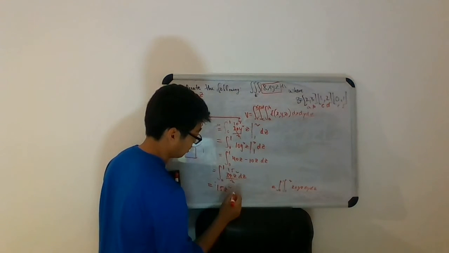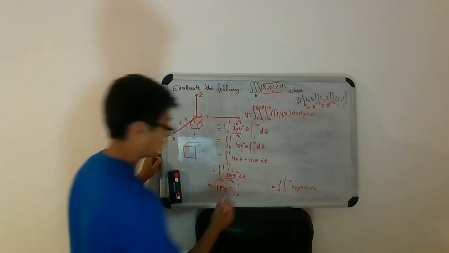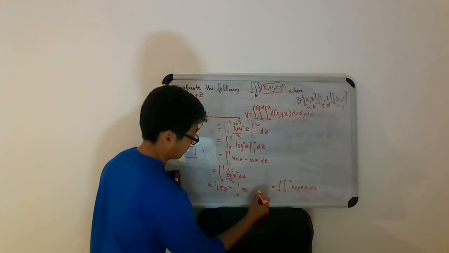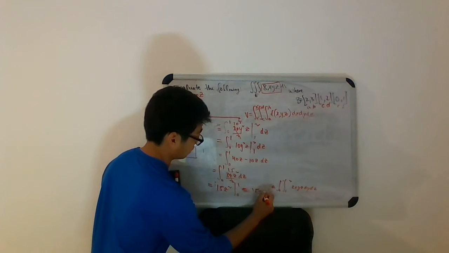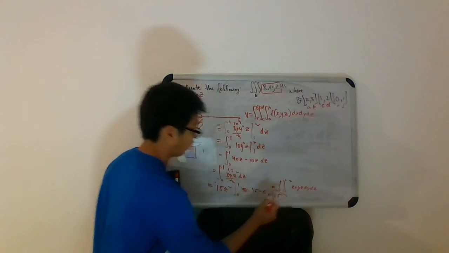15z squared from 0 to 1. Again, we use the fundamental theorem of calculus, and that'll just be 15 minus 0, which is 15. And so that's our final volume.